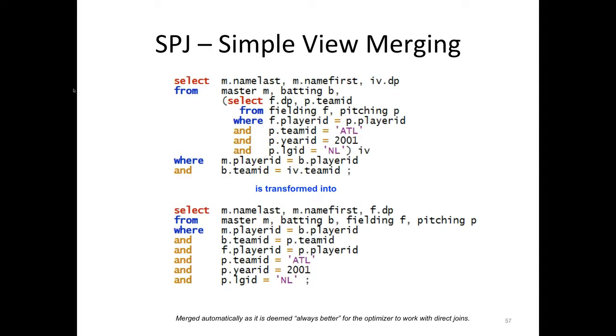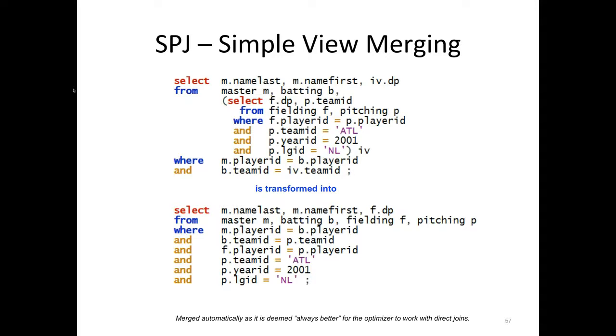Simple view merging. In this case, I have an inline view. The parens to most people mean execute me first. That's not the case with how Oracle works. Without a hint, that statement will actually be transformed to what you see at the bottom of the screen. It takes that inline view and merges it in with the other tables involved in this query to become a four-table join.